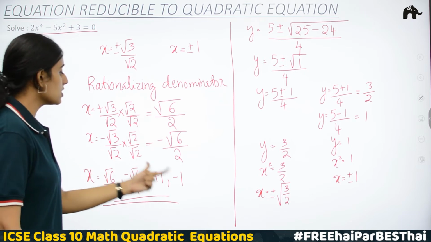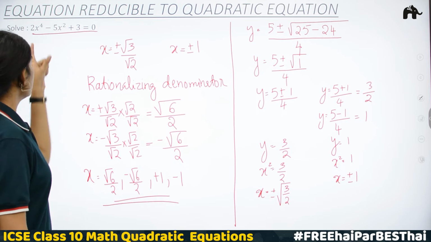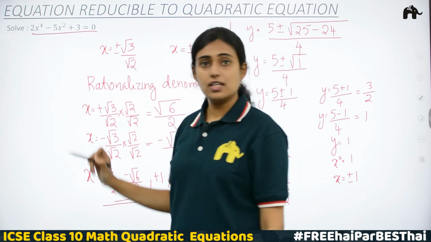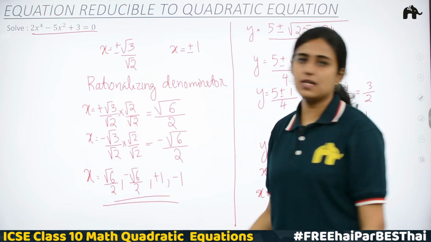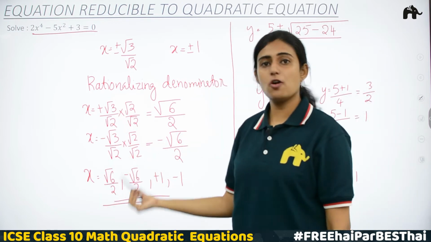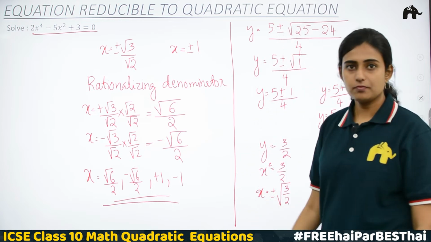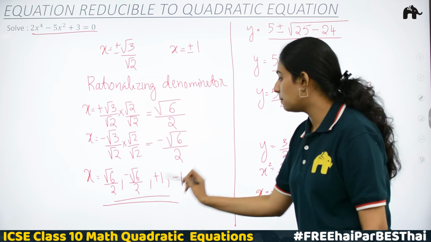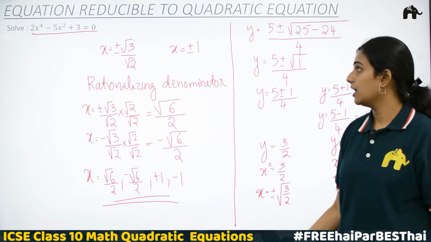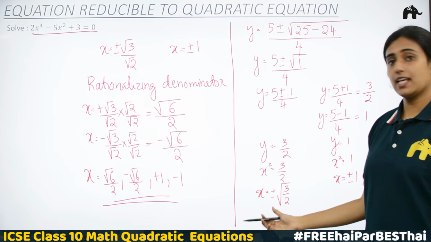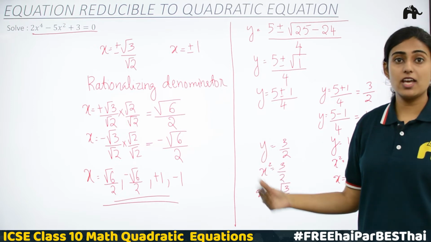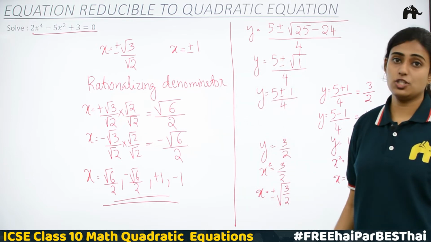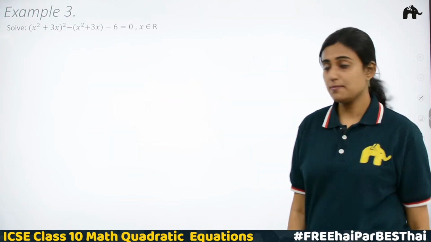We have four possible values because when we started, the equation had the power of x is equal to 4. Therefore, we should get 4 possible values. At most 4 possible values. Clear? X is equal to root 6 by 2, minus root 6 by 2, plus 1 or minus 1. Let's do another example similar to this where we are doing a substitution for converting the given equation to a quadratic equation. Example 3.